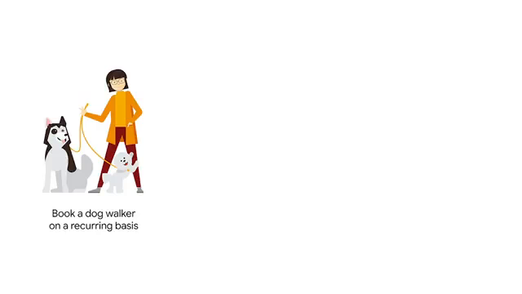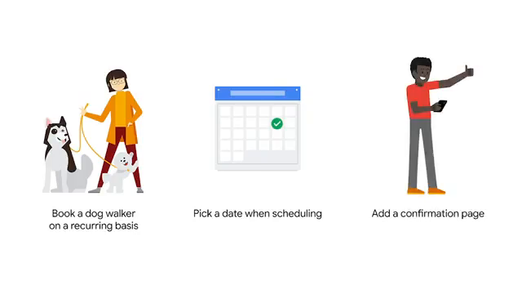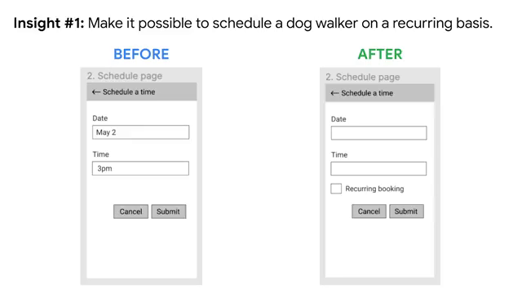First, I'll make it possible to book a dog walker on a recurring basis. Then I'll make it easier to pick a date when scheduling a dog walker. And third, I'll add a confirmation page before the Book a Dog Walker page. Let's start with insight number 1. Make it possible to schedule a dog walker on a recurring basis.